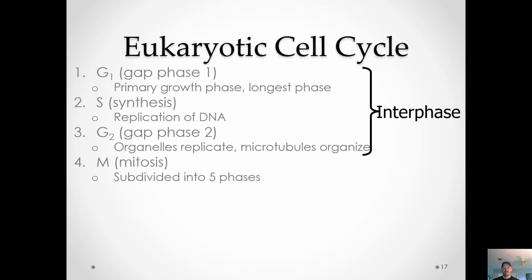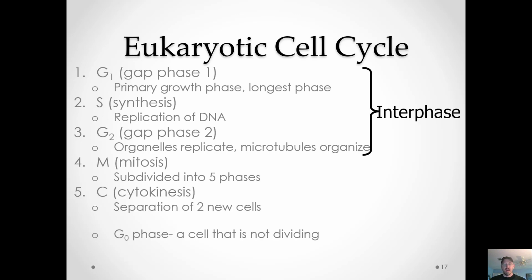Mitosis is divided then into 5 phases. So M phase is divided into 5 phases. And we'll talk about those in the next video. At the end of M phase, cytokinesis kicks in, and we divide into 2 new cells, and it's often abbreviated as C, as you can see there.